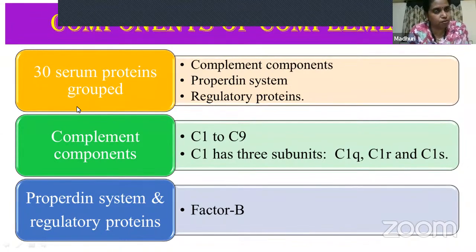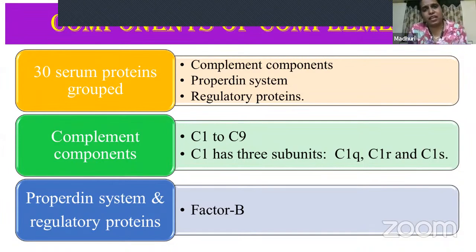It is made up of 30 different serum proteins. Now, these 30 different serum proteins are grouped into 3 different categories. The first one is the complement components. Then we have the properdin system proteins, which help in the alternate pathway. Then we have the regulatory proteins, right? Okay, let's see the next one.